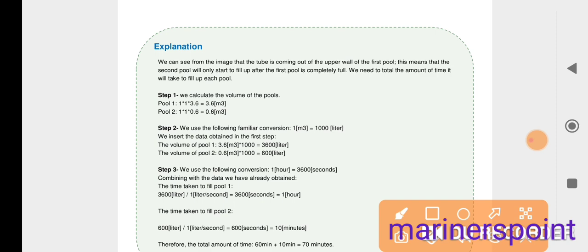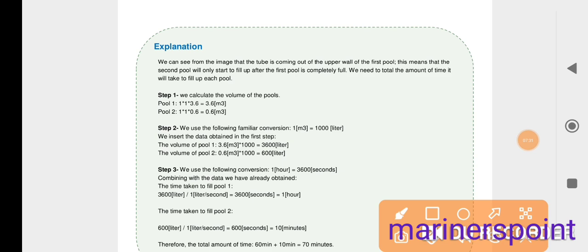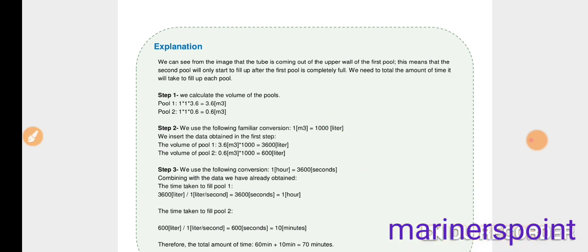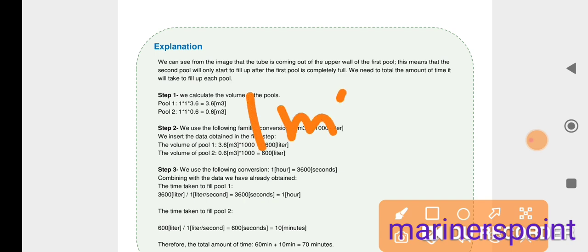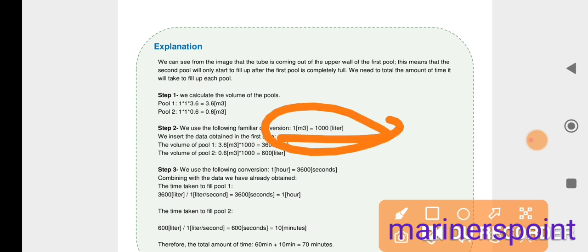Then we have the given volume. Now we get the volume, and we will convert it into liters, because the flow rate is given in liters per second. When we convert the volume, you have to remember that 1 meter cube is equal to 1000 liters.